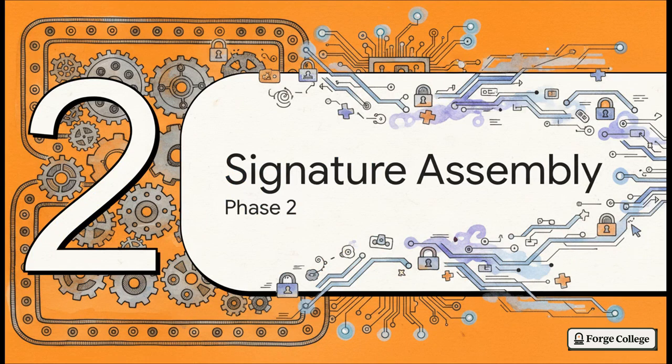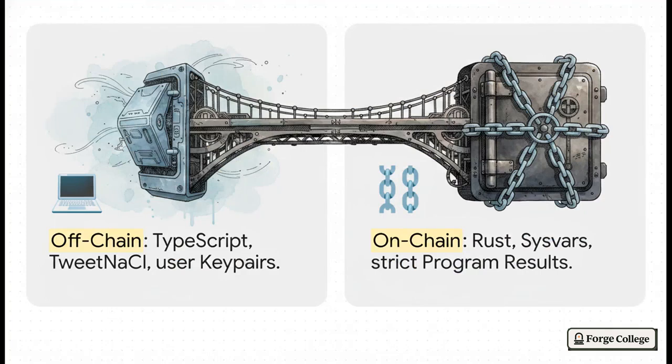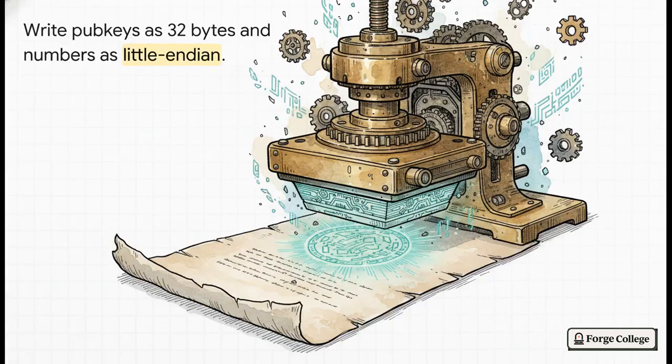Moving right along to Phase 2, off-chain signature assembly. Now notice the really stark contrast between our two environments here. Off-chain, we're using TypeScript, tweetnacl for cryptography, and the user's key pairs. This side is incredibly fast, local, and totally free of gas. On-chain, however, we're operating in Rust, using Solana's system variables and returning strict program results. Our main job here is to build a perfect bridge between these two vastly different worlds without anything falling into the lava below. So how exactly do we build that bridge?